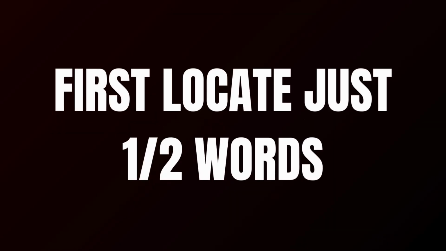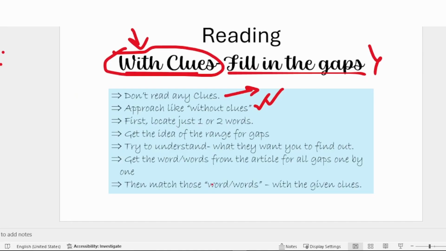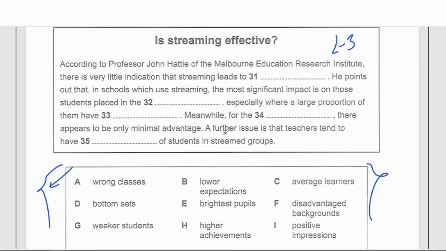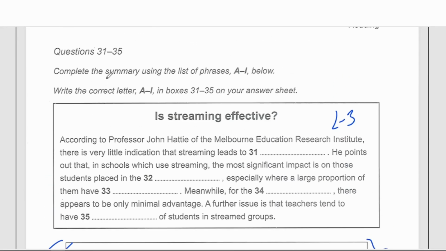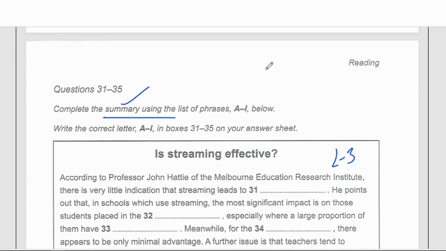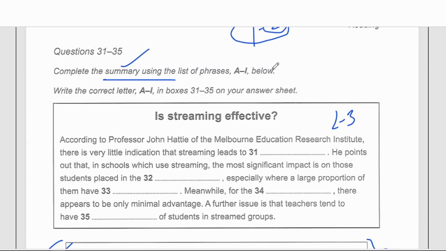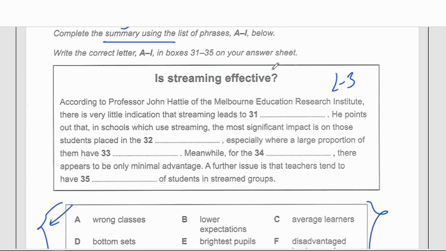First, locate just 1 or 2 words. You don't need to locate everything, because generally with clues fill in the gaps, 90% of cases it is summary completion. Summary, nothing else, right? Whenever it is summary, you're going to get all the answers within 2 to 3 paragraphs, sometimes 1 paragraph. Most of the cases, 90%, it will be 2 paragraphs where you get all the questions. So you don't need to locate everything. Just locate 1 or 2 words, maybe 3, not more than that.